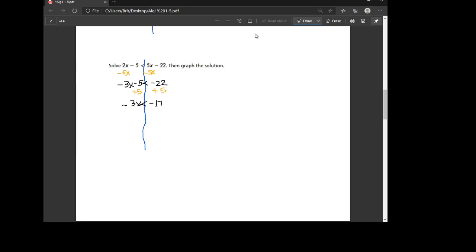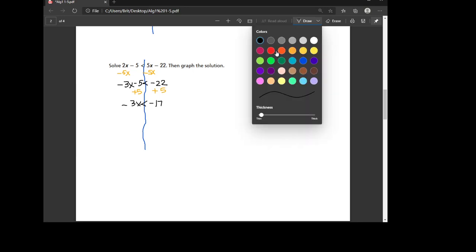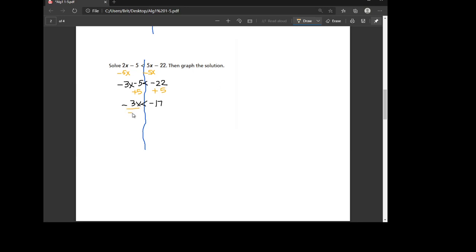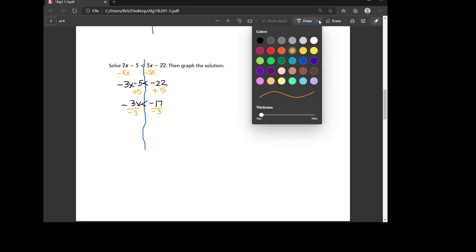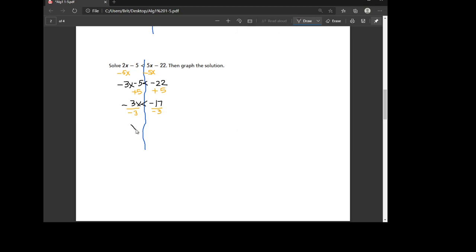Alright, and then this negative 3 is being multiplied to x. So to undo that multiplication, I'm going to divide by negative 3 using that inverse operation. Now remember, whenever you multiply or divide by a negative number, this inequality symbol flips directions. So instead of it being a less than symbol, it's going to turn into a greater than symbol. And a negative divided by a negative here will produce a positive 17/3.